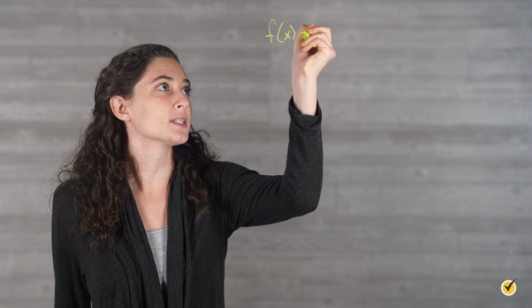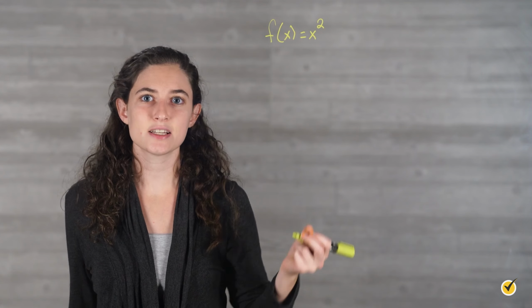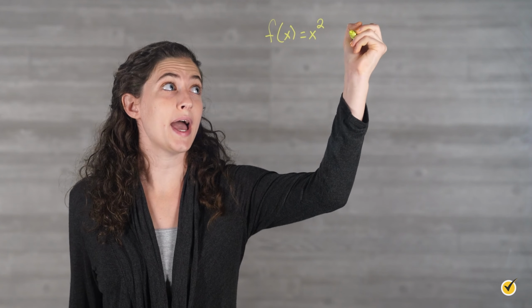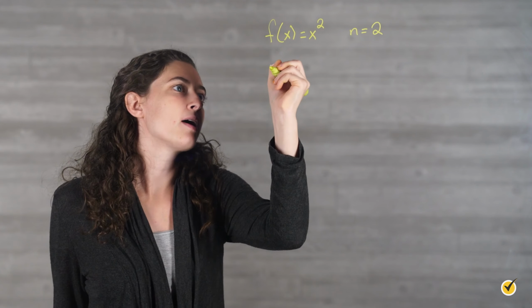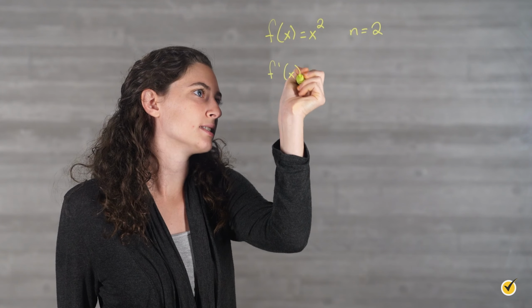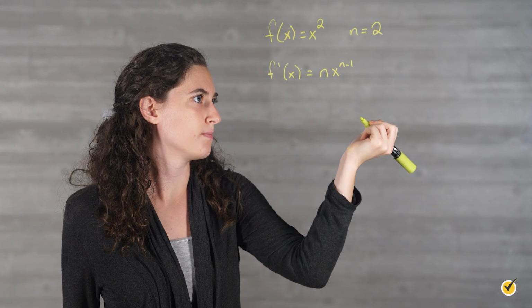Now let's apply the power rule to the other example from earlier. Finding the derivative of f of x equals x squared. In this case, x is raised to the second power, so n is equal to 2. So we'll plug this into our formula. F prime of x is equal to n times x to the n minus 1.